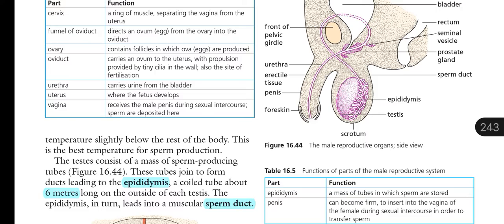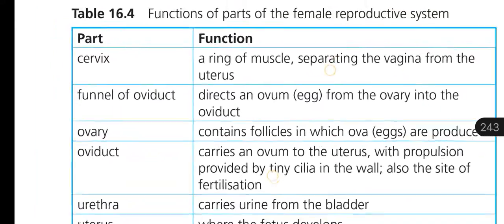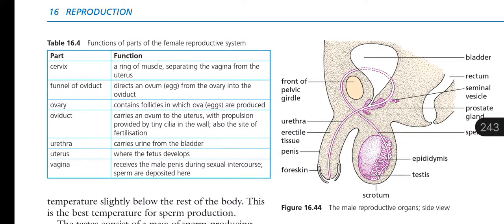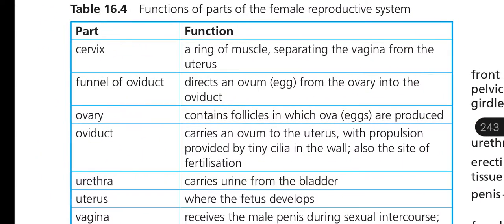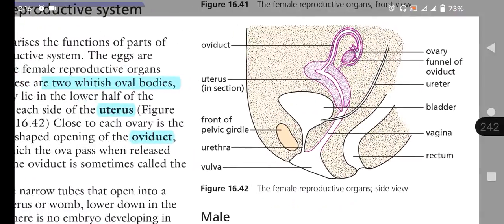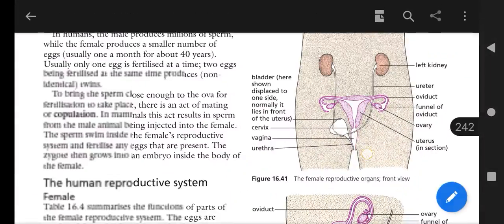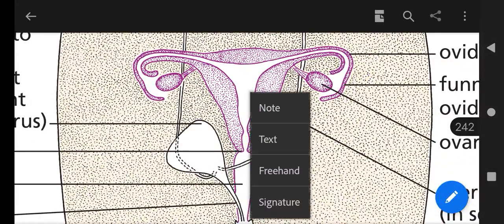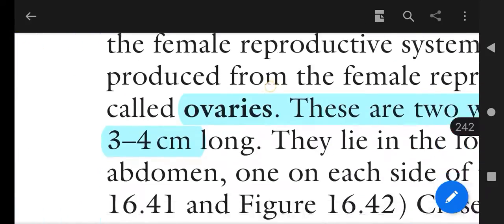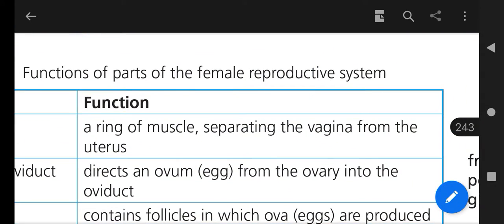Now we will discuss the table, which is very important. In this table we will discuss the female reproductive organs and their functions. Female reproductive organs: the cervix, the narrow part, the ring of muscles. That part is called the cervix. And what is the function of the cervix? The function of the cervix is a ring of muscle separating the vagina from the uterus.